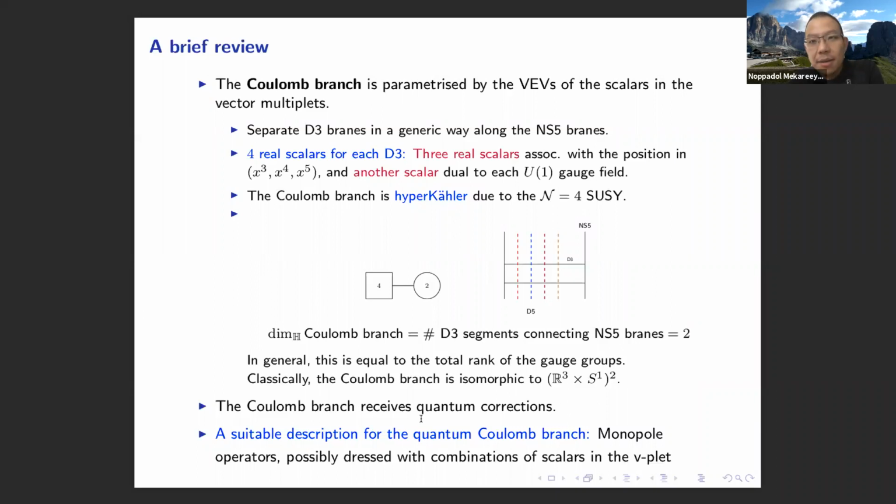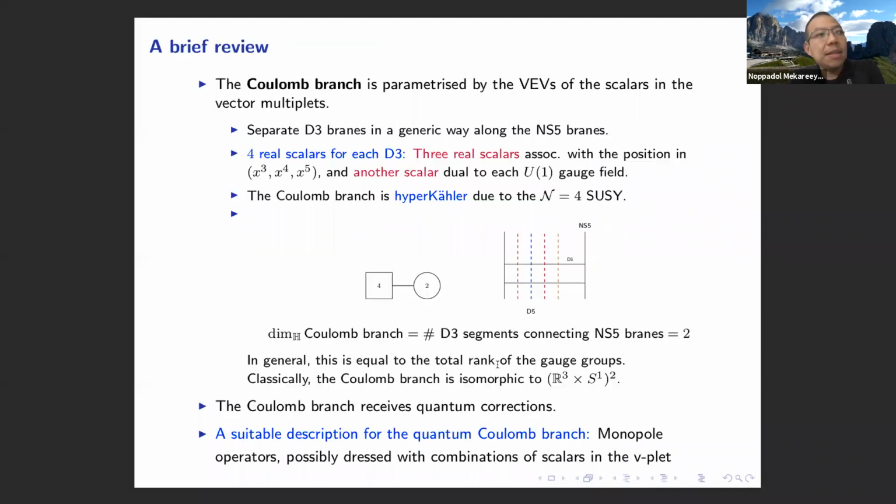But it's well known that the Coulomb branch receives quantum corrections. The reason is that you can take the gauge field to become a background field inside this SU(2)_R symmetry. And if you compute the metric at weak coupling, you see that the gauge coupling can enter into the metric. A suitable description for the quantum Coulomb branch is to use monopole operators in combination with the scalars of the vector multiplet.